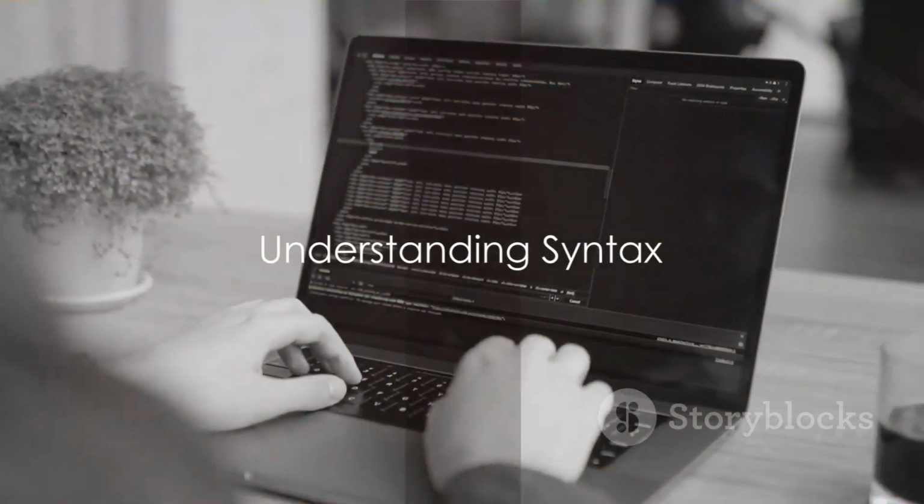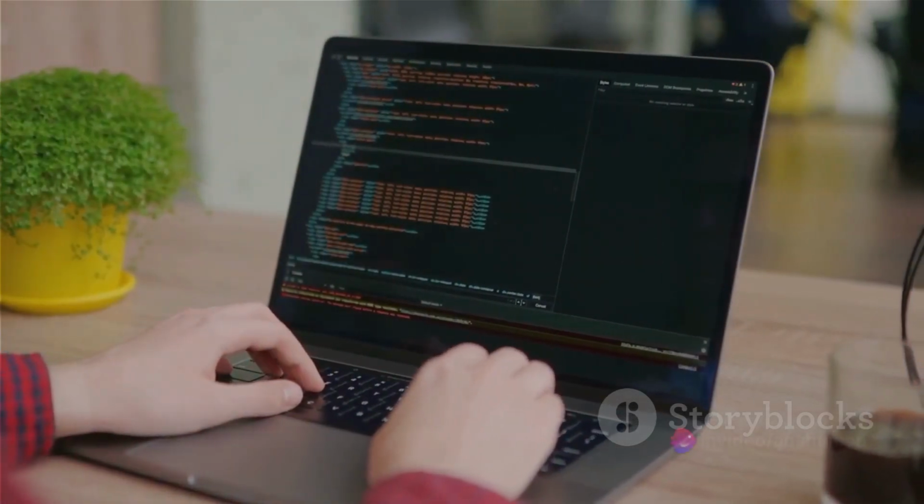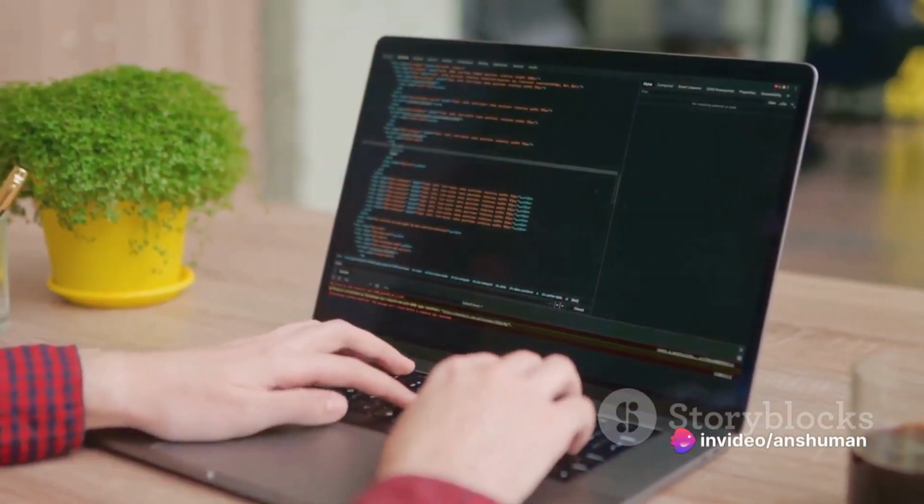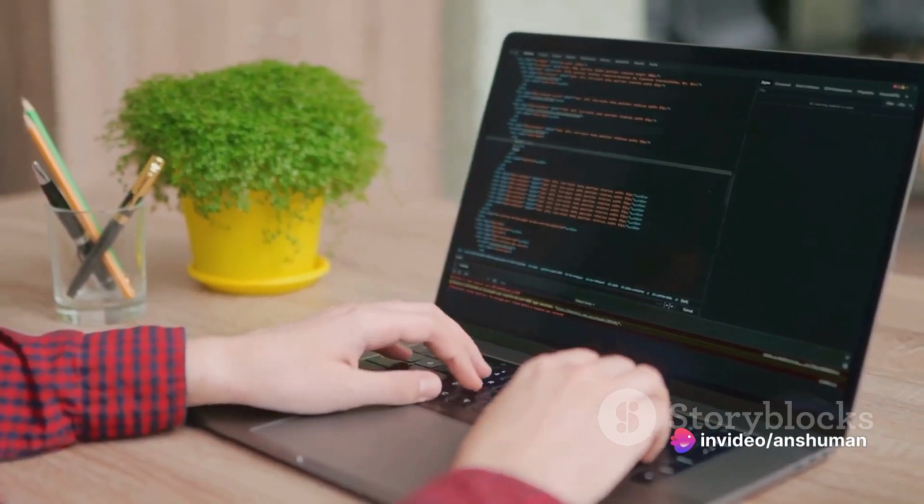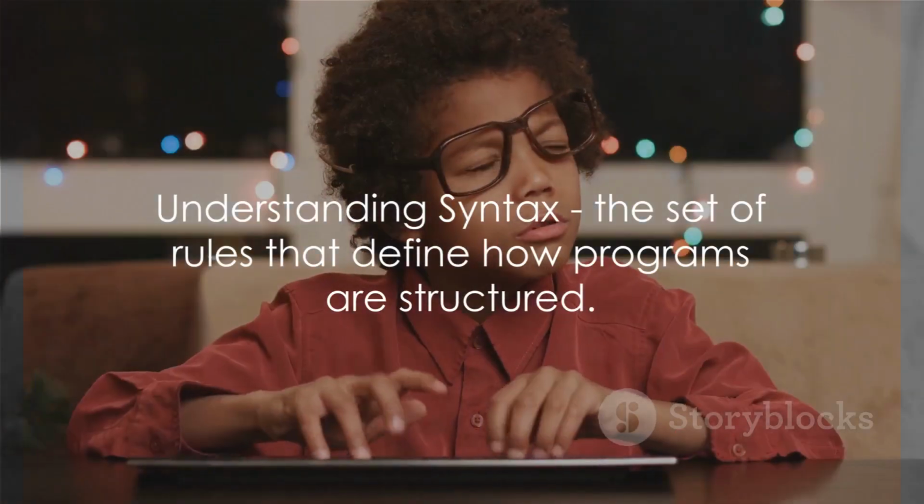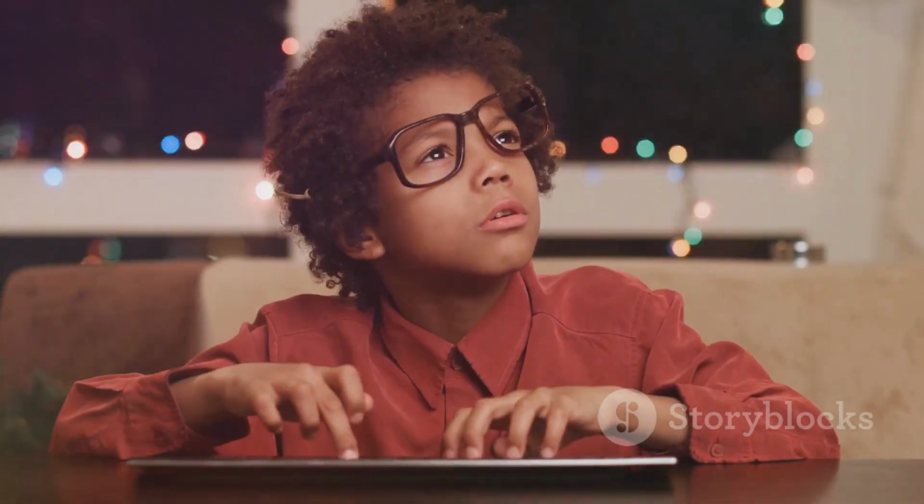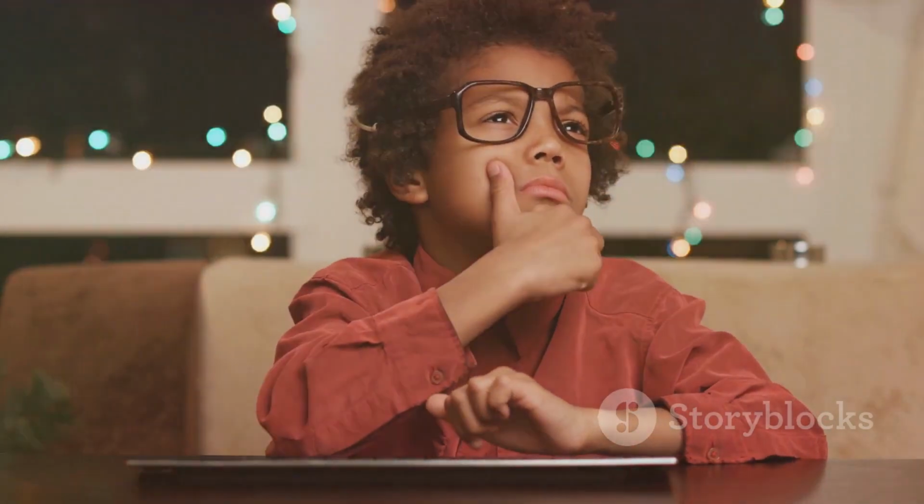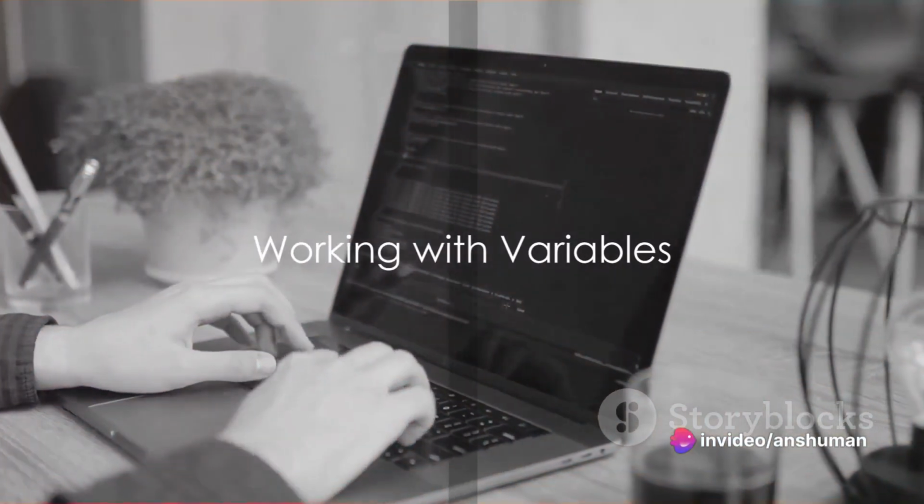Just like learning a new spoken language, the first step is to understand the syntax, the set of rules that define how programs written in a language are structured. It's like grammar in English. If you get the syntax wrong, the computer won't understand your instructions, much like how a sentence with poor grammar can confuse people.